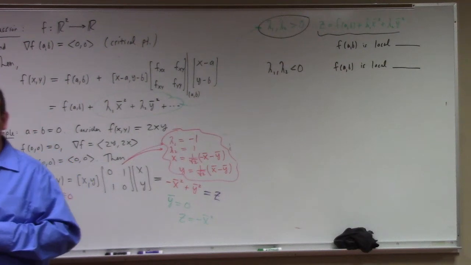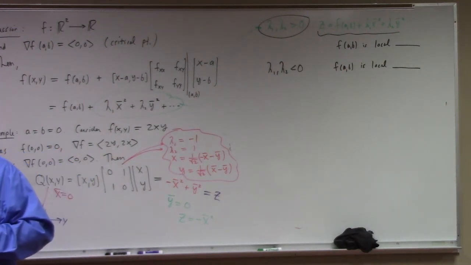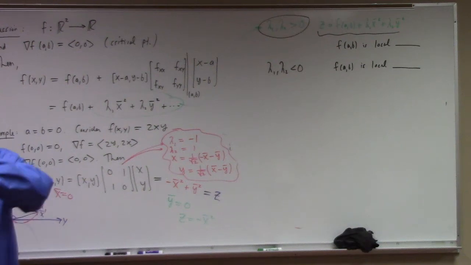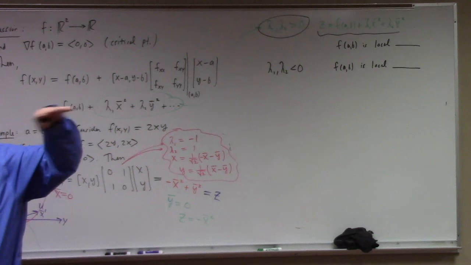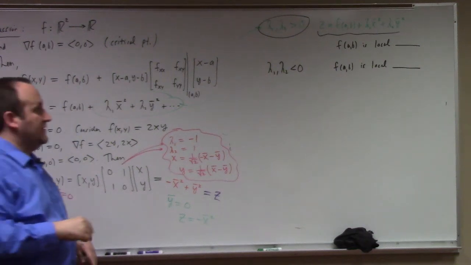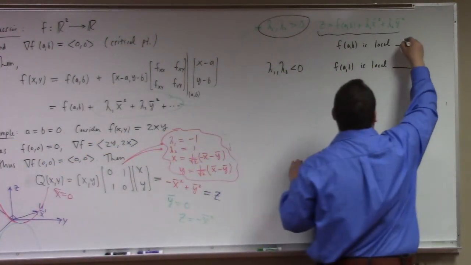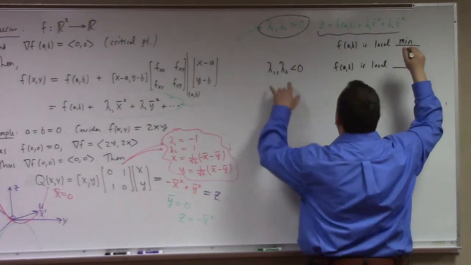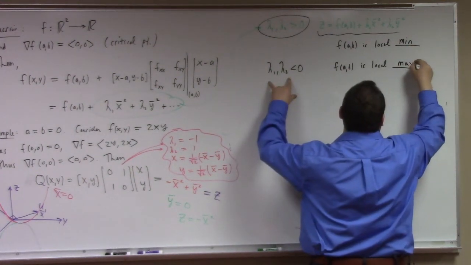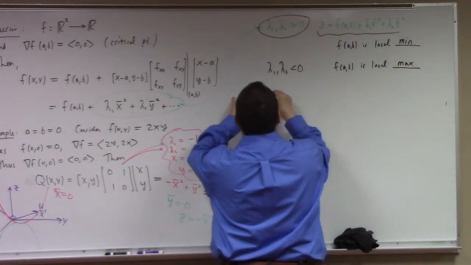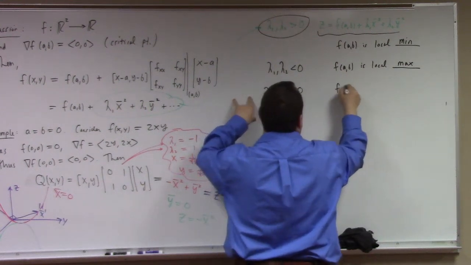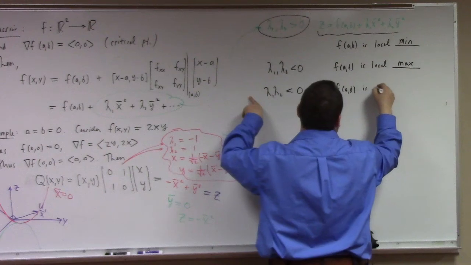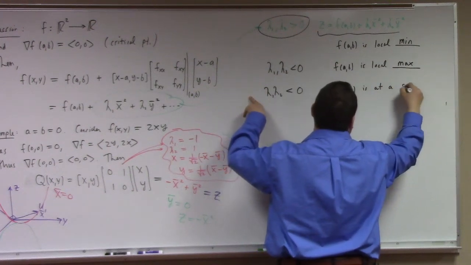If they're both positive, it's a minimum, because any which way you go away from the critical point, you're raising the value of the function. You're adding a sum of squares. It's getting bigger. So if they're both positive, it's a local minimum. If they're both negative, it's a local maximum. And if the product lambda1 lambda2 is negative, then f of ab is a saddle point.